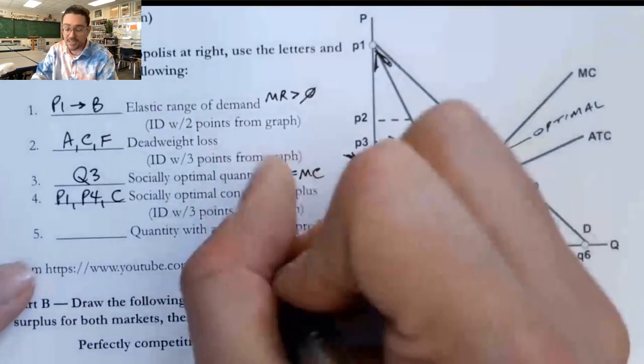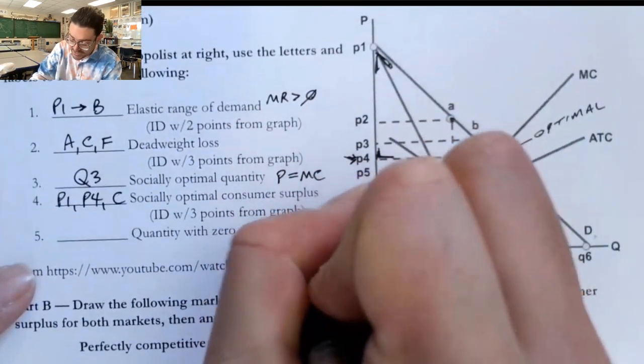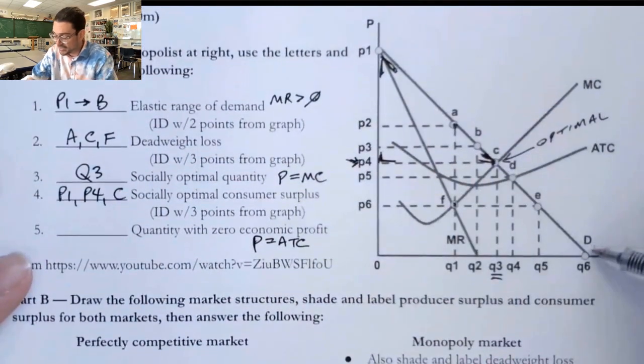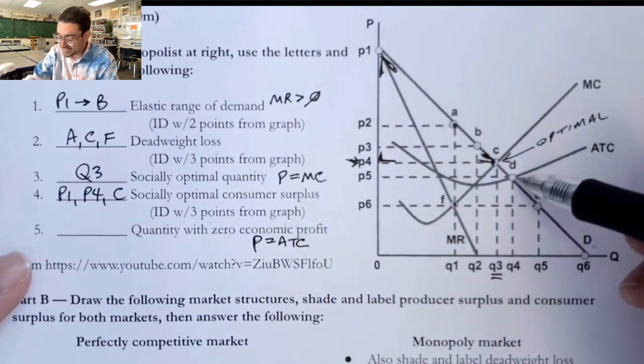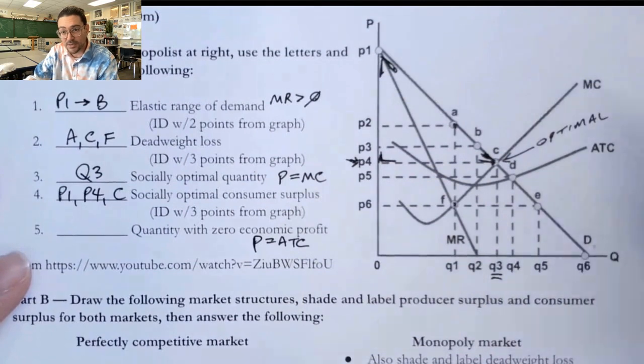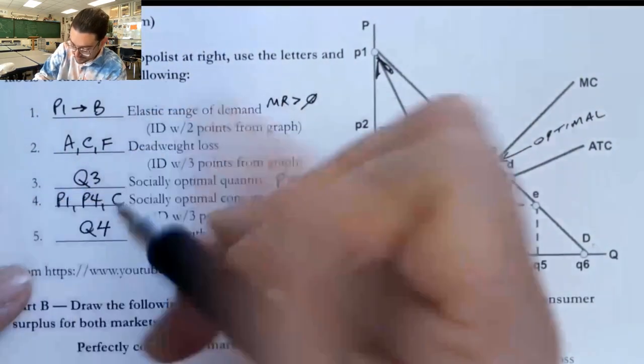Now, quantity with zero economic profit, that's going to be where price equals ATC. Where are they breaking even? And I'm going to look on the demand curve and find ATC. Here that occurs at point D, and the quantity there is Q4.